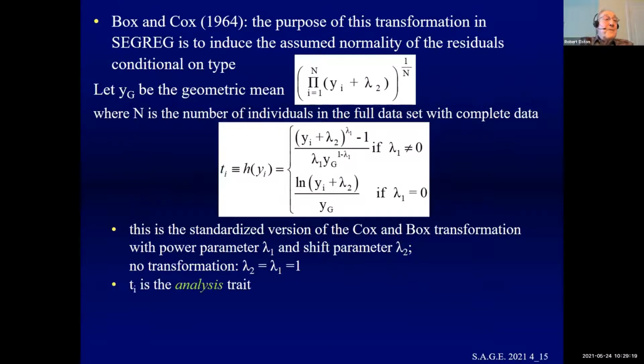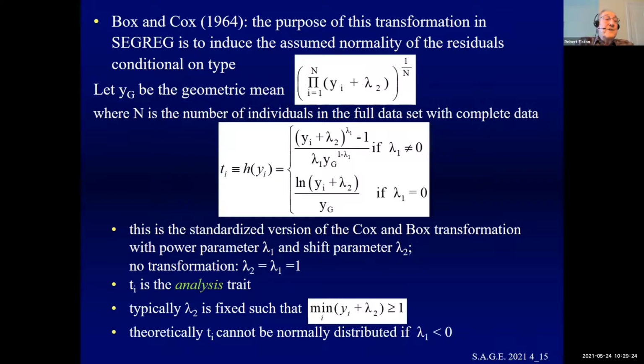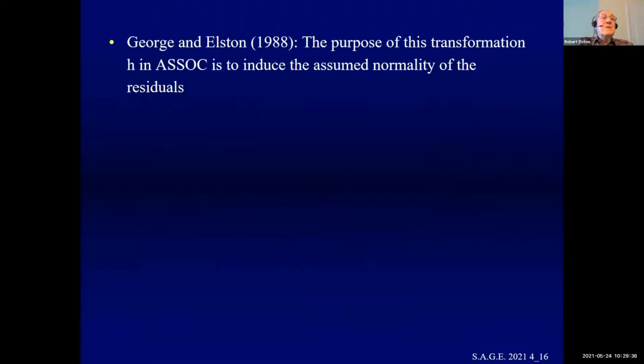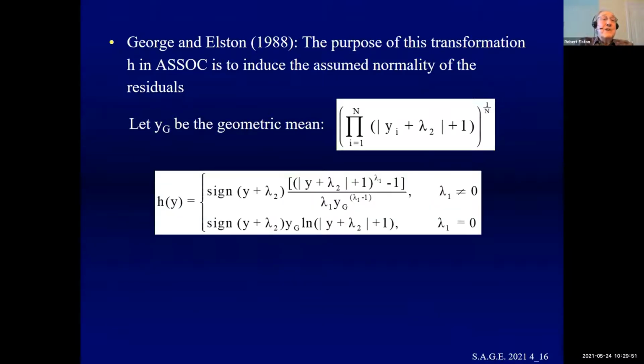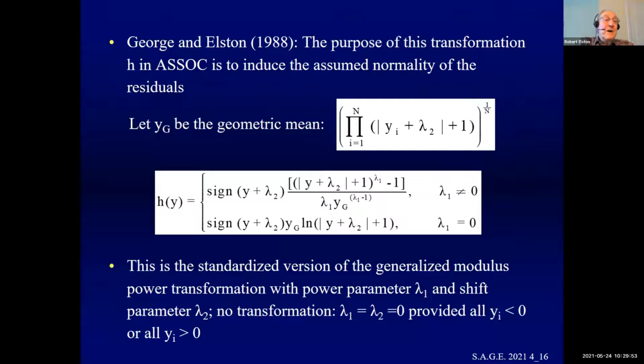The T_i is the analysis trait, and typically lambda 2 is fixed, and we have to understand that theoretically T_i cannot be normally distributed if lambda 1 is less than 0. It just cannot happen. So the purpose of the George and Elston transform is to induce normality of the residuals in S.A.G.E. We've been through all this before, so I'm going to rush through it. We don't have to worry about it. Okay.